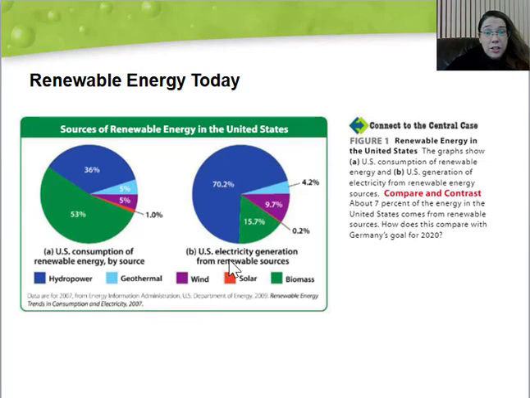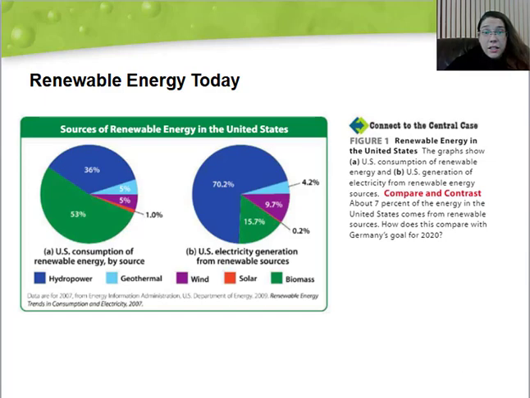The pie chart shows us the U.S. electricity generation from renewable resources. So here we see hydropower having a much larger 70.2%, geothermal down a little bit at 4.2%, wind energy increasing at 5%, solar decreasing down to 0.2%, and biomass significantly decreasing to 15.7%.